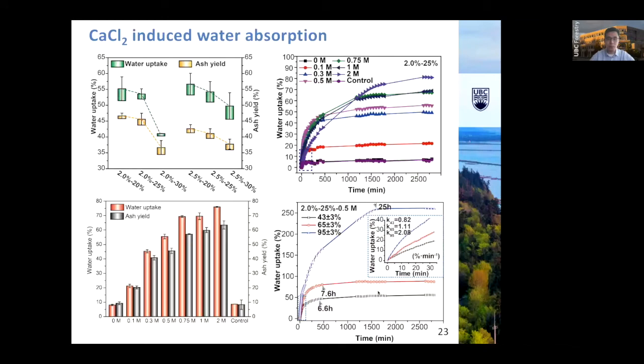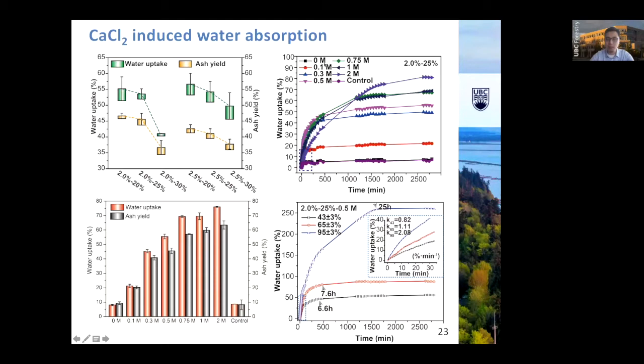We compare the water absorption with the ash content. For ash content, we basically burn off all the organic matter, leaving only the inorganic, which is calcium chloride. We can see the water uptake is proportional to the ash content, meaning the majority of the water absorption is due to the calcium chloride. We know cellulose is a polar polymer, so it has a lot of polar functional groups.